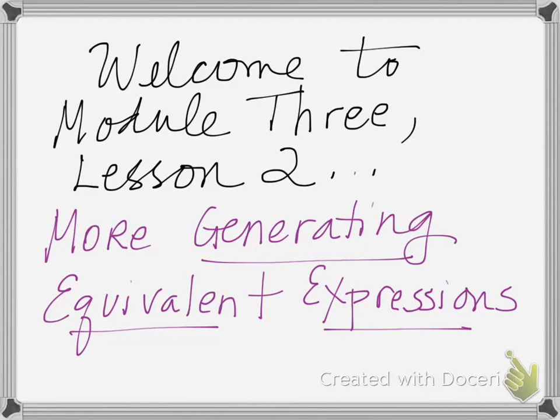Welcome to Module 3, Lesson 2, more generating equivalent expressions. Okay, we will continue to stress the fact that addition and multiplication can be done in any order. That's the commutative property, and any grouping, the associative property.